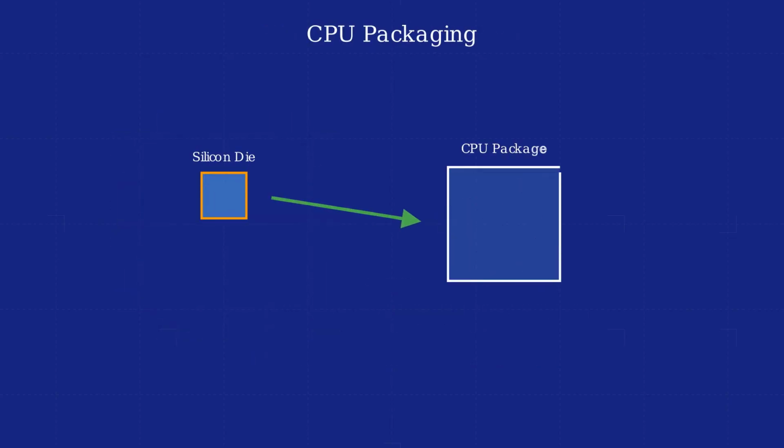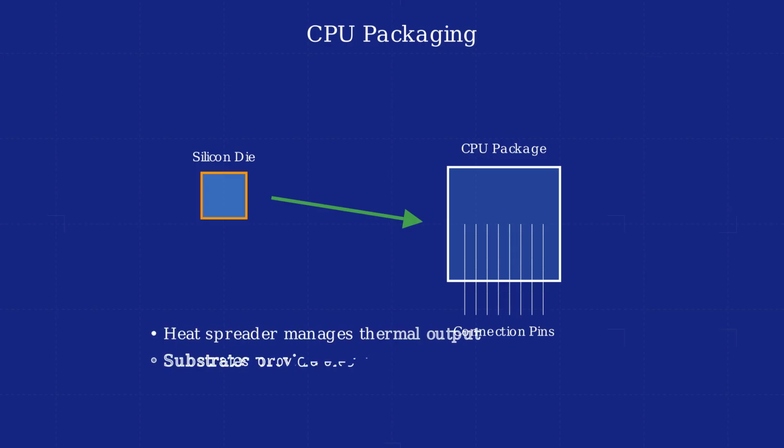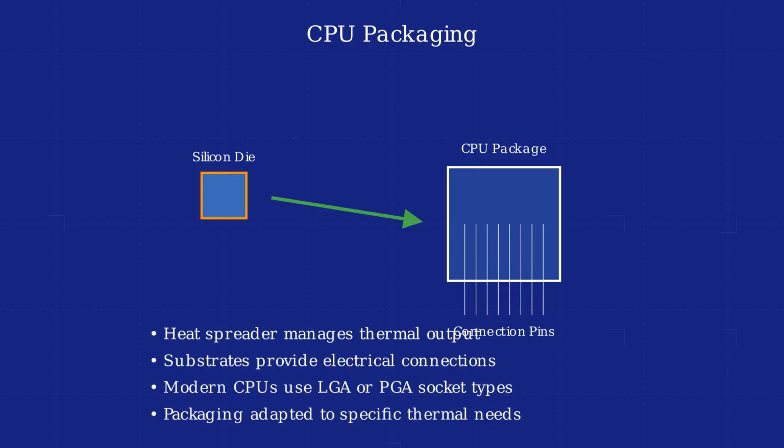The final step is packaging, where the silicon die is mounted onto a substrate and encased in a protective package with pins or contacts for connecting to the motherboard. Modern CPUs include heat spreaders to manage thermal output and use different socket types like LGA or PGA. The packaging is specifically designed to handle the CPU's thermal and electrical requirements.